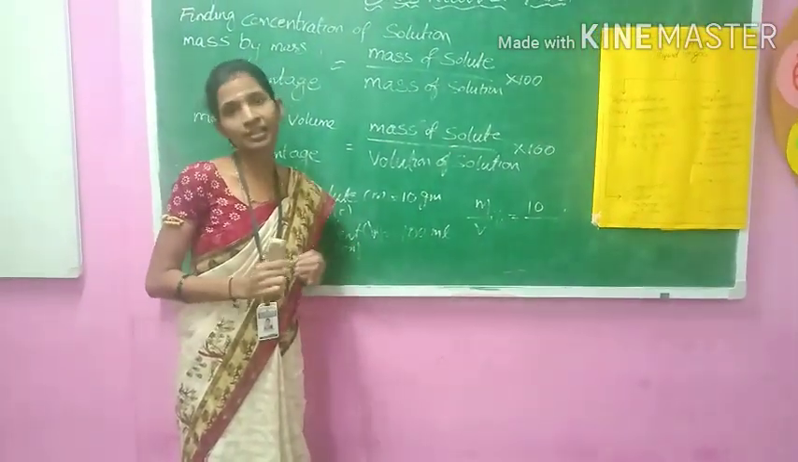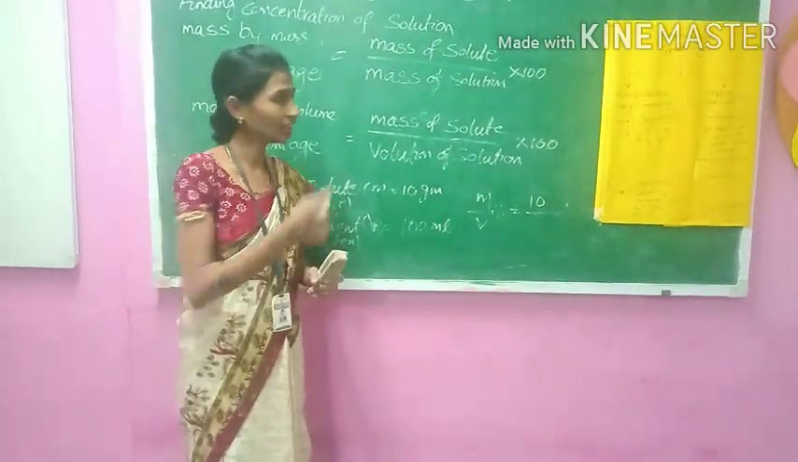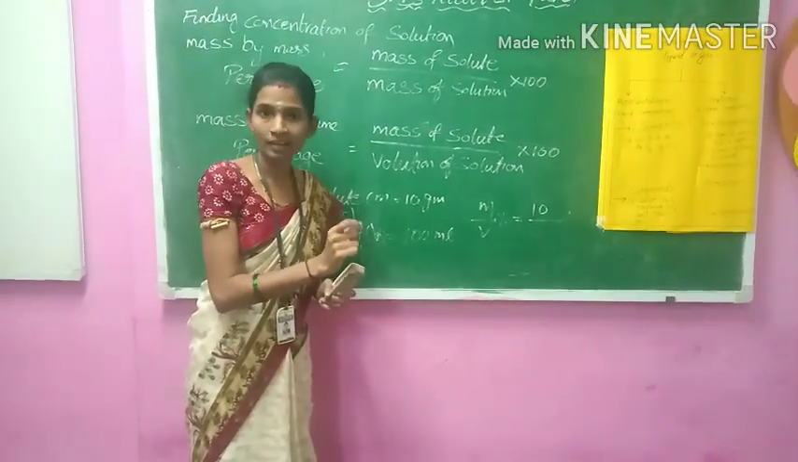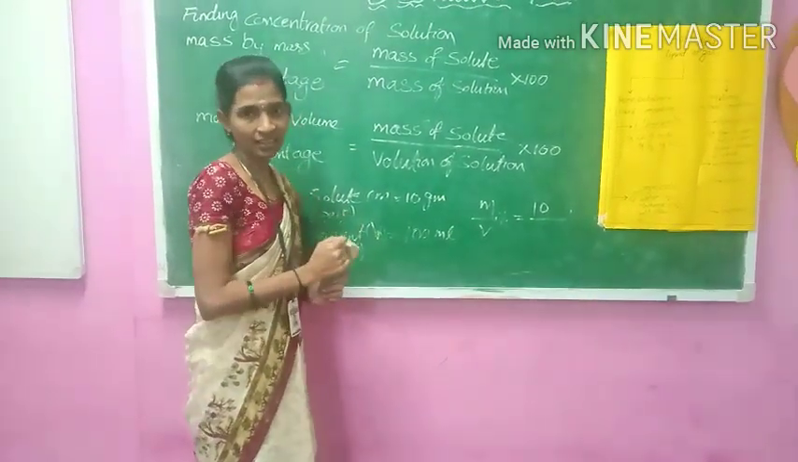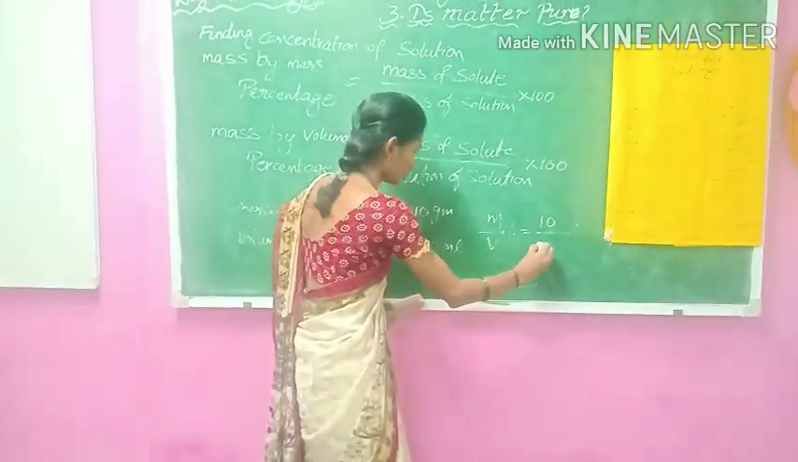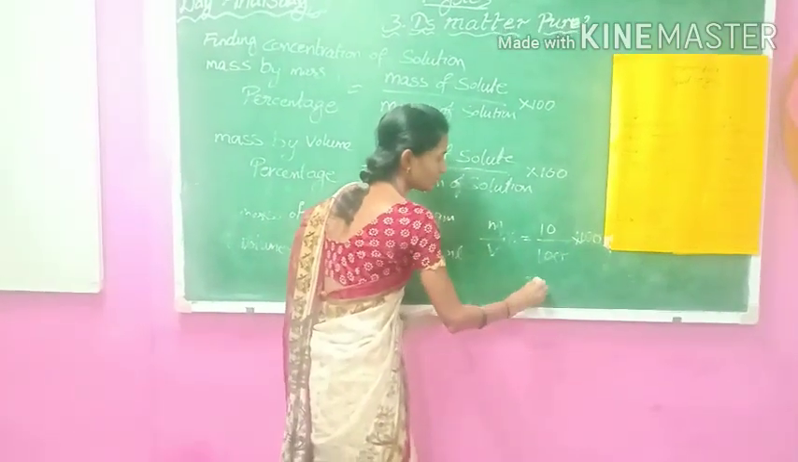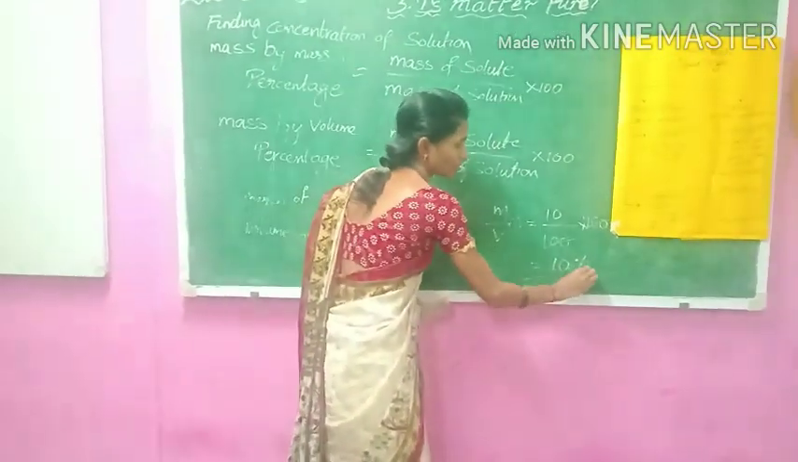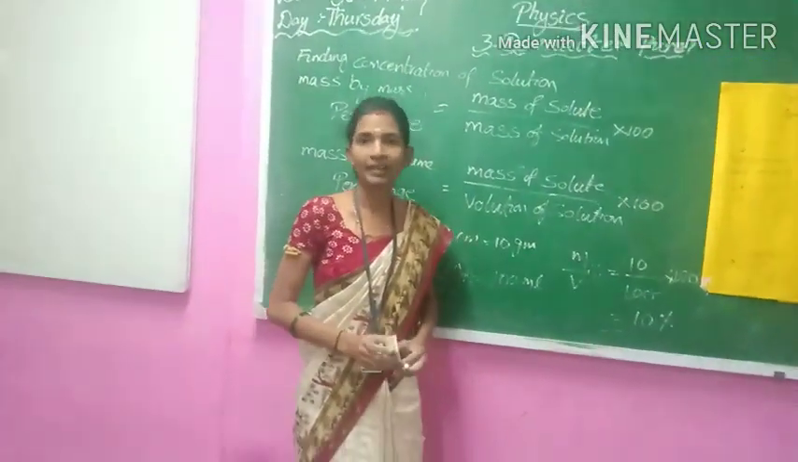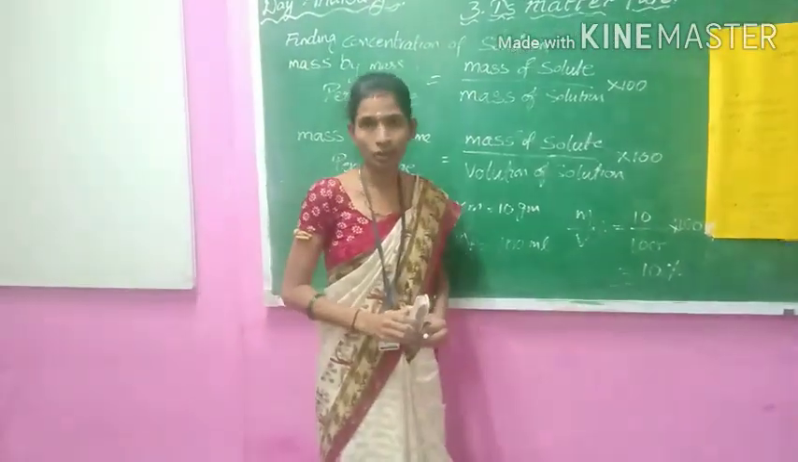The volume does not change, but there will be a change in the mass of the solution. That's why in the previous example we added the mass of solute and the mass of solvent. In this case, the volume of solvent will be equal to the volume of solution, that is 100, so 10 by 100 into 100, the 100s cancel, which is equal to 10%. So the mass by volume percentage is 10%. Thus, we can find the concentration of the solution by means of solute.